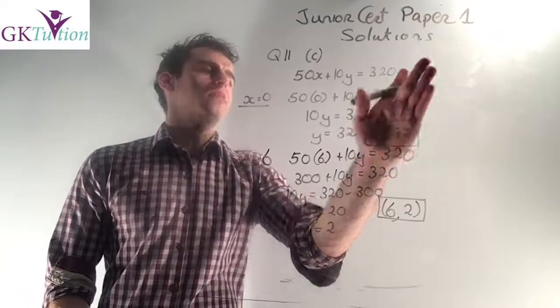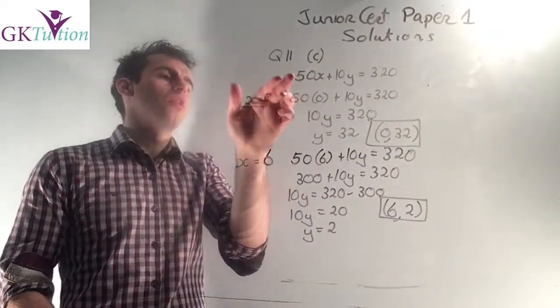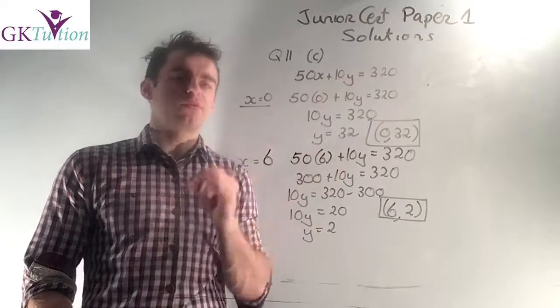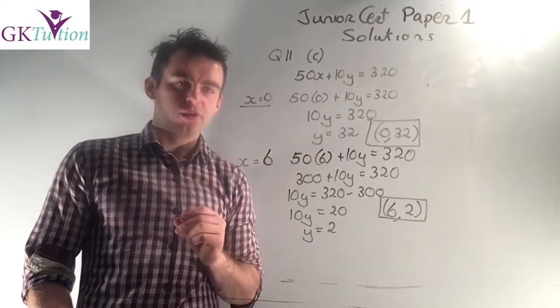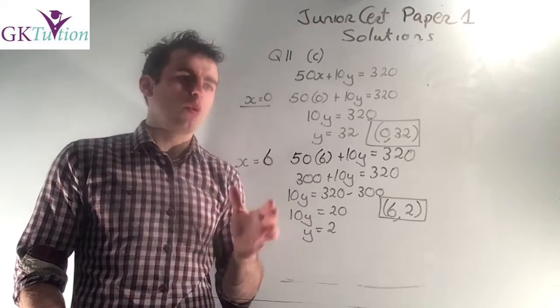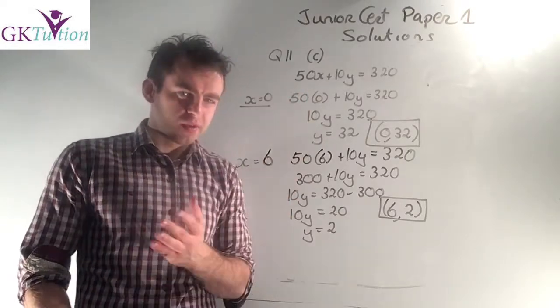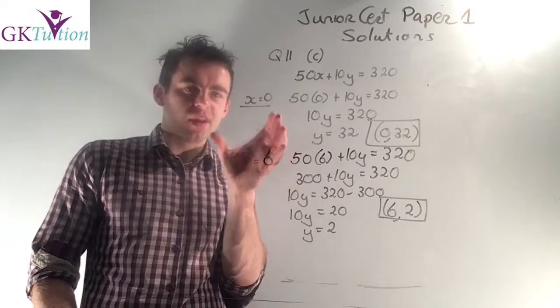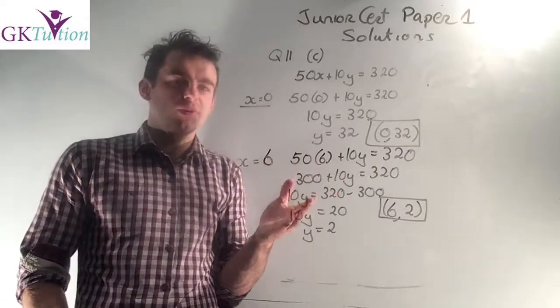So now you need to think, right, well, first of all, I need to draw the line 50x plus 10y equals 320. In order to draw a line, you need two coordinates. So you need to find two coordinates on this line. It really doesn't matter which coordinates you find. Obviously, as long as they fit onto your graph, it doesn't matter which ones you find.